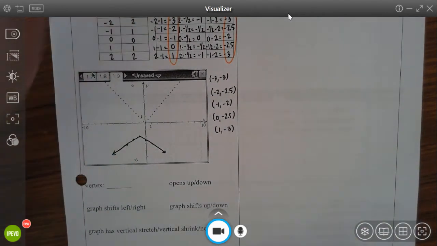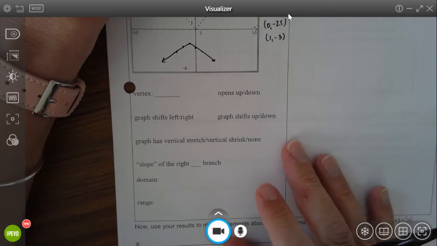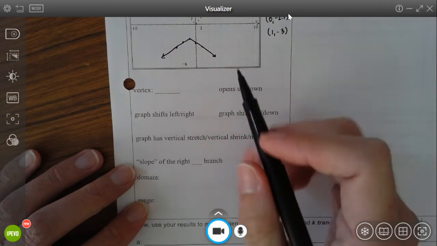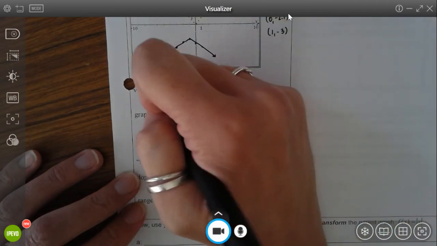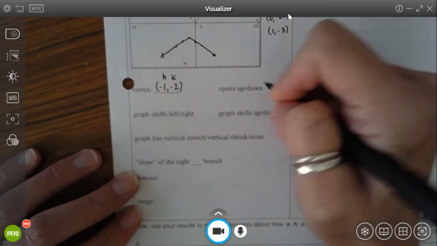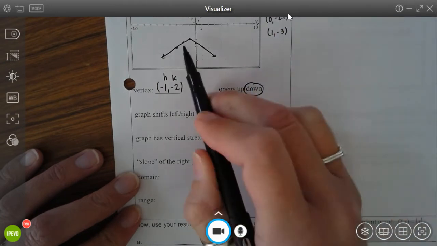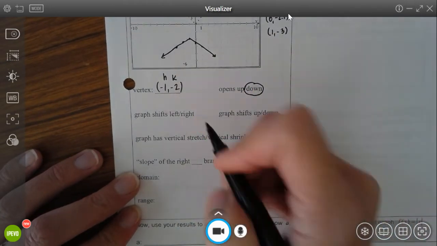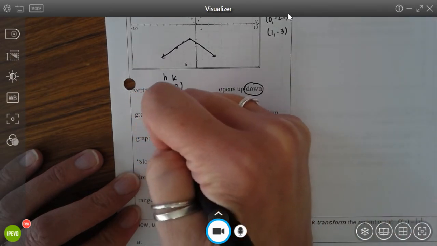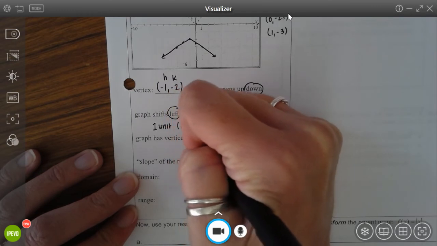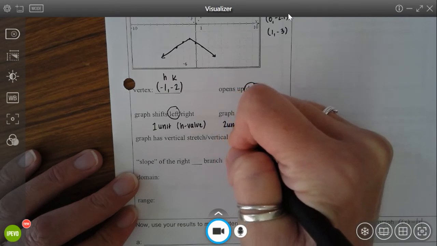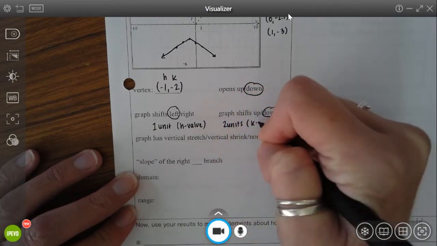So then we're going to answer a couple questions about this graph. And this one definitely looks different than the ones that we completed in class. So our vertex, we said, was at (h, k), which we can confirm is going to be (-1, -2). And again, that should match your h and your k value. This time our graph is opening down. So the wide part of the V is going downwards. The graph moved left, and it moved left 1 unit, and that was because of our h value. The graph shifted down, that was 2 units, and again, that was because of our k value.